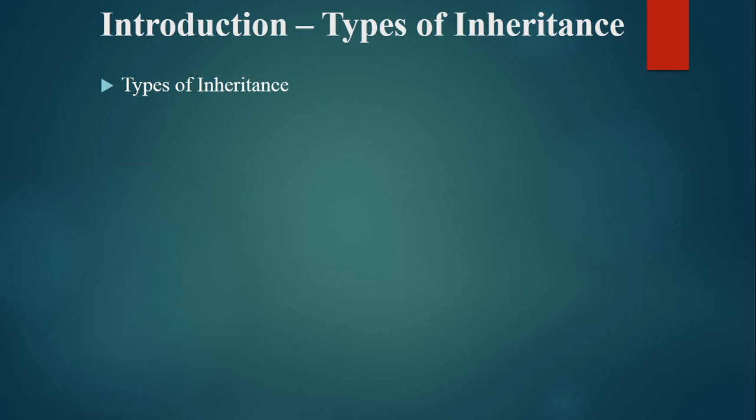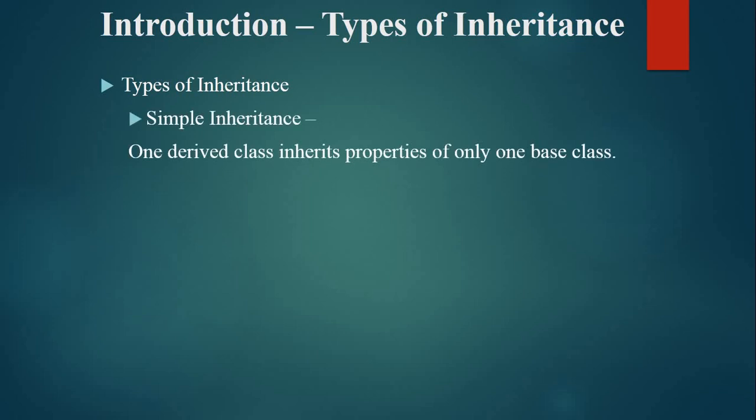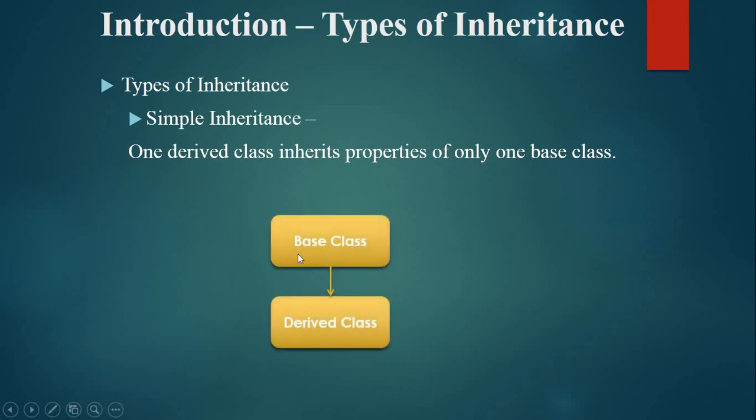Now let's understand the types of inheritance. Our first type is simple inheritance. In simple inheritance, one derived class inherits the property of only one base class. Okay, so this is the example: one derived class is accessing the property of only one base class, then that will be simple inheritance.